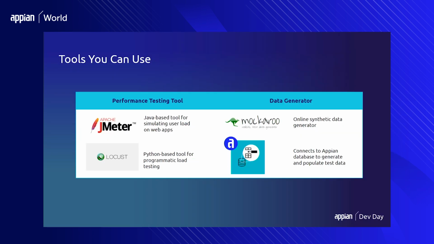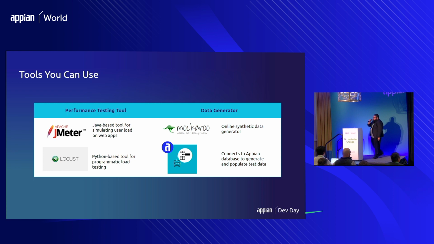So there are tools such as Mockaroo, an online synthetic data generator, and you can use it to generate the data for the tables that you need and then export it as a CSV file that you can upload, or even as a SQL script that you can just run in your databases. I do know that Appian has a tool called the database load generation tool that connects directly to the tables in your database and automatically loads the data for you. So you also have that option as well.